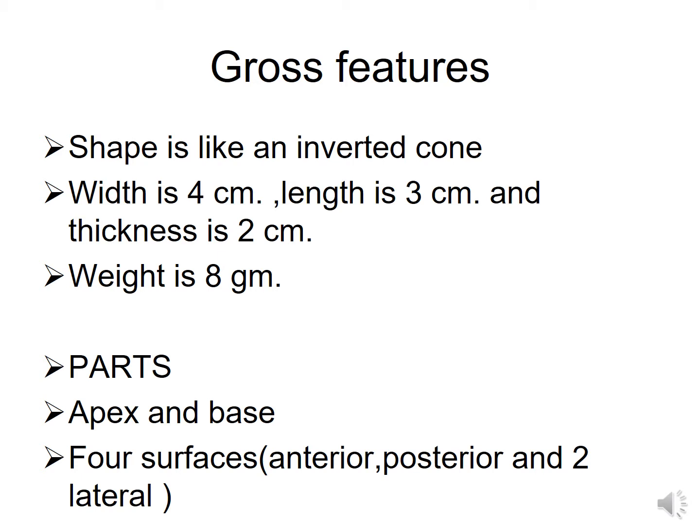It is like an inverted cone. Its width is 4 cm, length is 3 cm, thickness is 2 cm, and it is among those organs where the width is more than the length, as we saw in case of cecum and pons. Its weight is about 8 grams. What are the parts? Because it is like a cone, it has an apex and a base, and it has 4 surfaces: anterior, posterior, and 2 lateral.